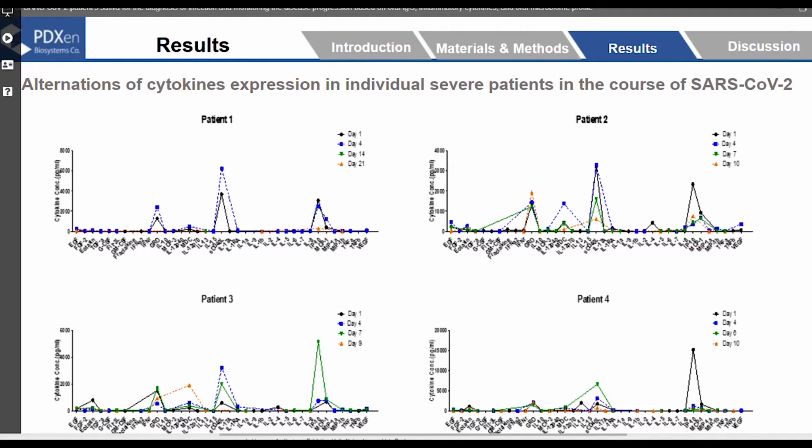And this is one patient from whom we collected serial samples, so we can see how the cytokines go up and down. Usually they increase, and then the level goes down. Some cytokines increase. So with this data, we are collecting more, and we need more analysis.